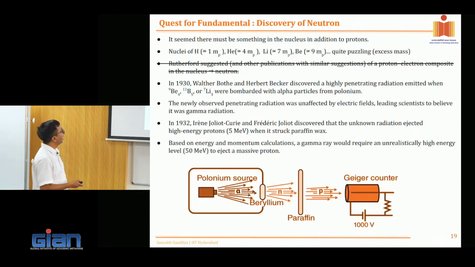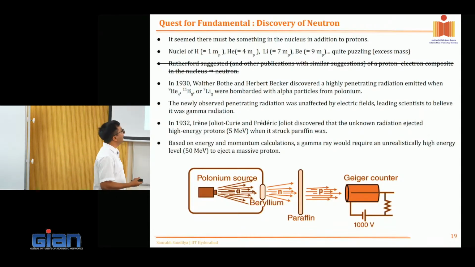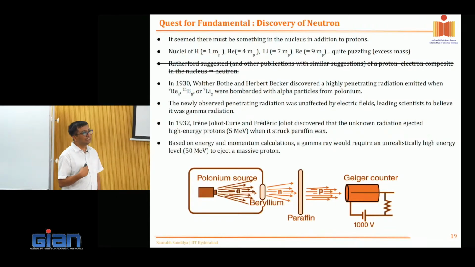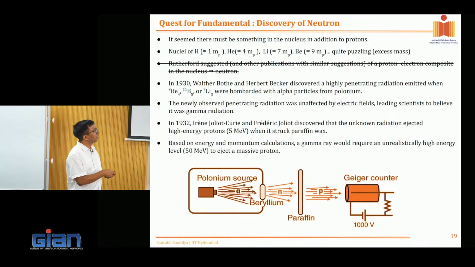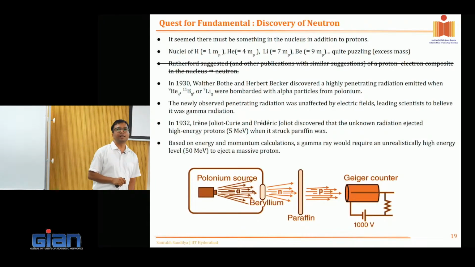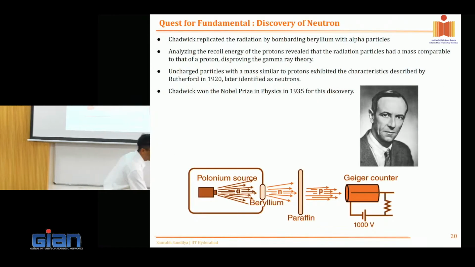Okay, and based on these things, Chadwick later did more experiments, and it was a little bit unlikely that a gamma photon would eject a proton from paraffin. If you measure the kinetic energy of the proton, they did the calculation and figured out there has to be a 50 MeV gamma ray to kick out a proton. Why is that? Let me go to the next slide and I will explain it more.